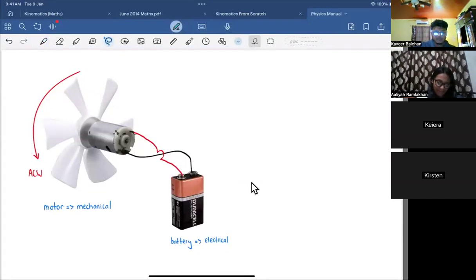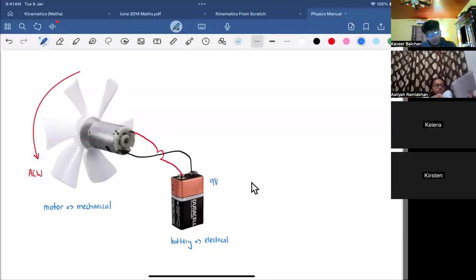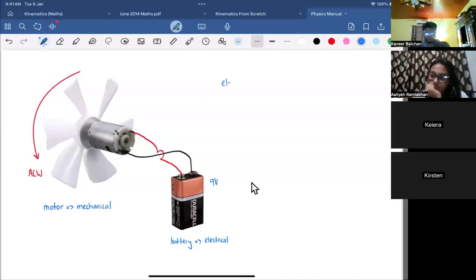Exactly. All right. So Justin, let me understand what's going on here, right? We have a 9-volt battery and it's causing the motor to spin. So over here we have electrical to mechanical.